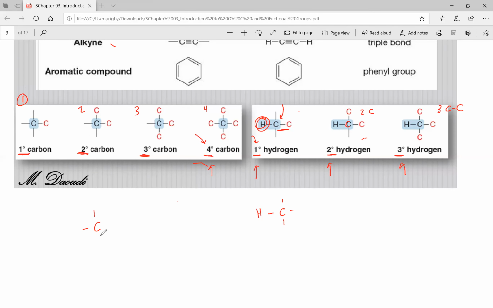Essentially, a methyl carbon is a carbon with no carbon-carbon bonds. Generally, you'll see it written as CH3 or maybe CH4, but honestly, the CH3 is more likely to be seen. So we have methyl carbons, we have primary carbons, secondary carbons, tertiary carbons, or quaternary carbons. And then we can have primary hydrogens, secondary hydrogens, or tertiary hydrogens.